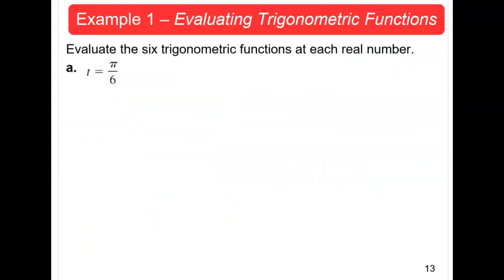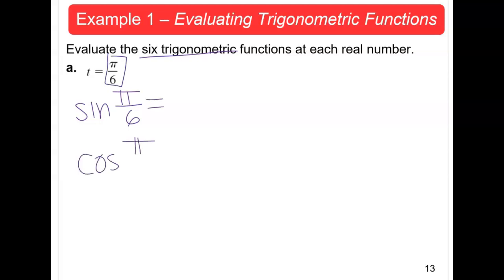I want to move on to our first example of evaluating trigonometric functions. For this example, we're going to evaluate all 6 trigonometric functions that we already discussed. So we're going to be calculating the sine of pi over 6. So we are, of course, replacing the value of the variable t with pi over 6. Then we're going to find the cosine of pi over 6. And then also the tangent of pi over 6.